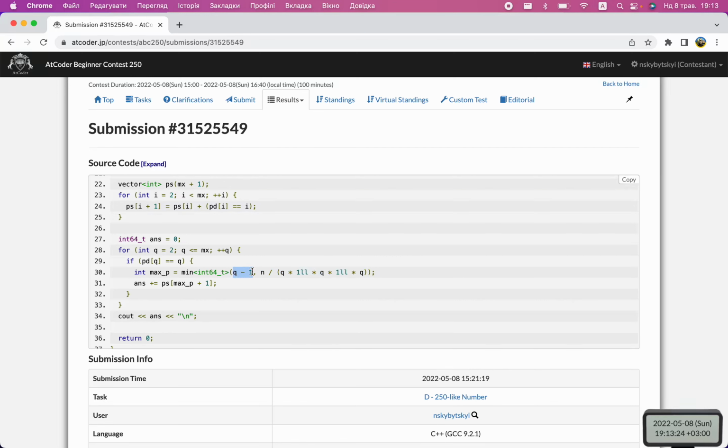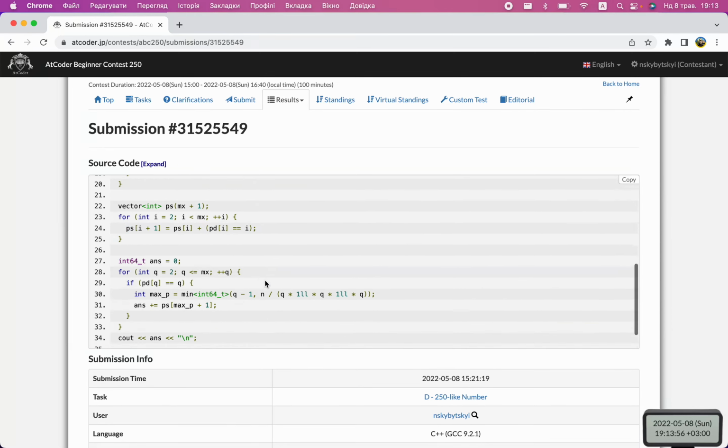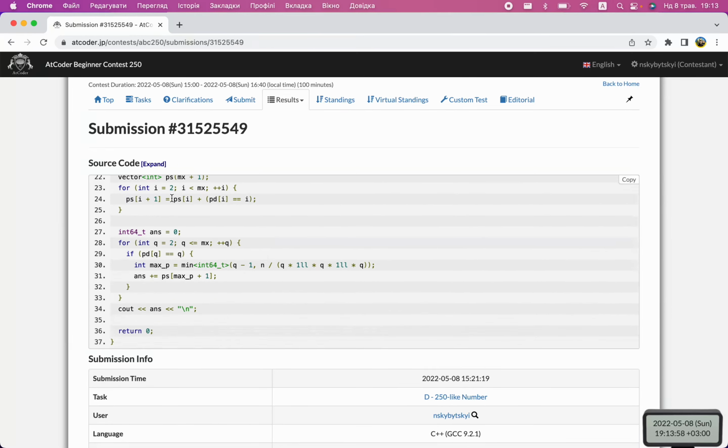First of all, it is at most q minus 1, and second, it is at most n over q cubed. So given q, we can tell what is the maximum possible p. And once we know the maximum possible p, all the prime numbers up to this value are possible candidates. So we want a way to tell quickly how many prime numbers are at most something. Obviously, once we computed the prime sieve, we can just compute prefix sums to tell how many numbers in a range are prime.